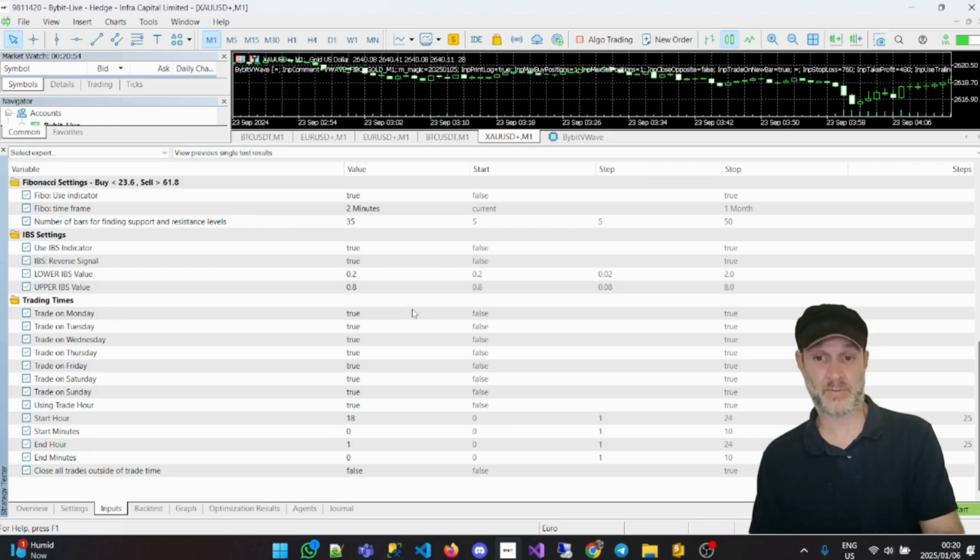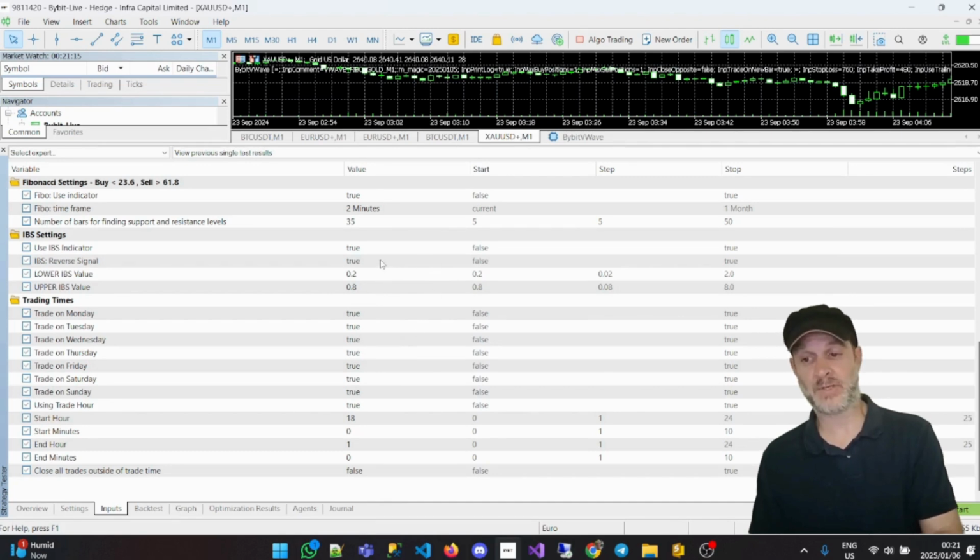So using that with the VWAP, you look for if the value is below 0.2 and your price is above the VWAP, it will look for a buy entry. If your IBS is above 0.8 and your price is below the VWAP, it will look for a sell entry.